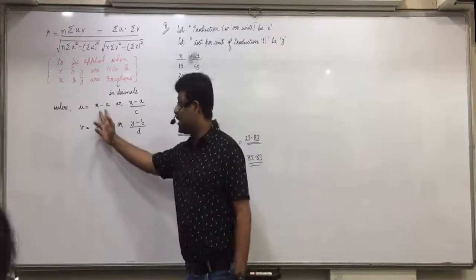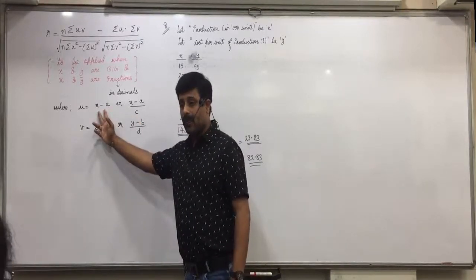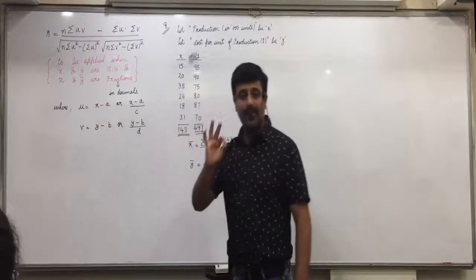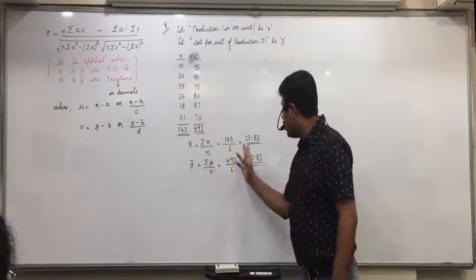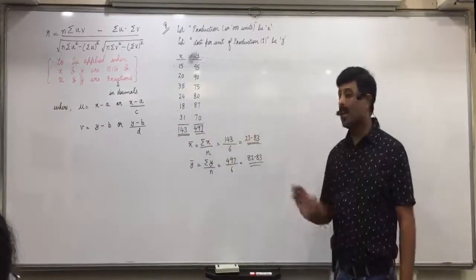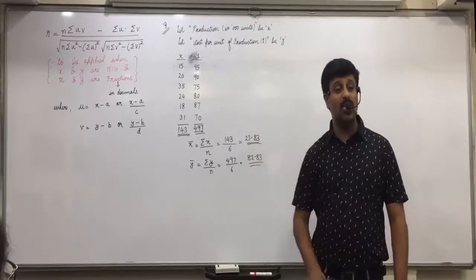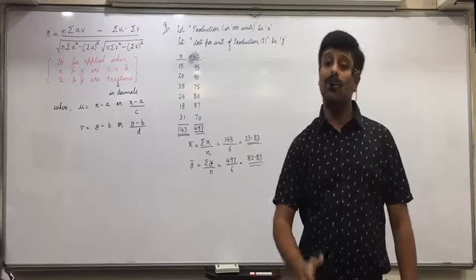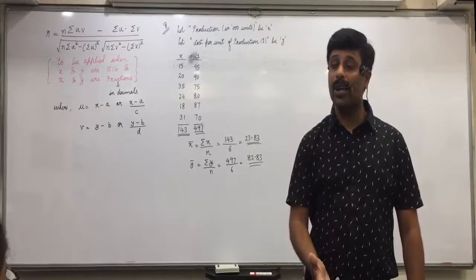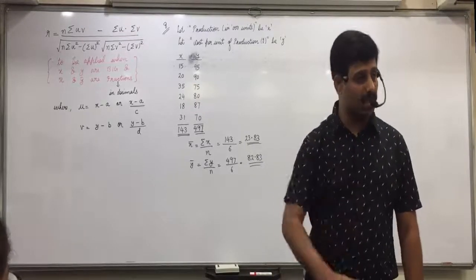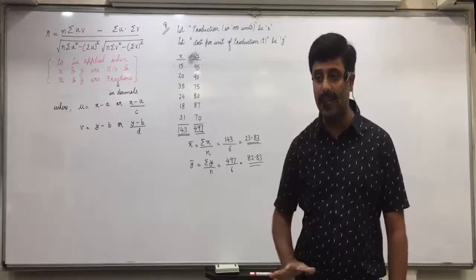So divide by C will not be done. We will be doing this X minus A. X minus A is very simple. What will you take? Assumed mean 23. Ignore the decimal. And 23.83 means don't take 24. You can take 24 also. You can take 240 also. You can take 24 lakhs also. Your final answer will always be correct.